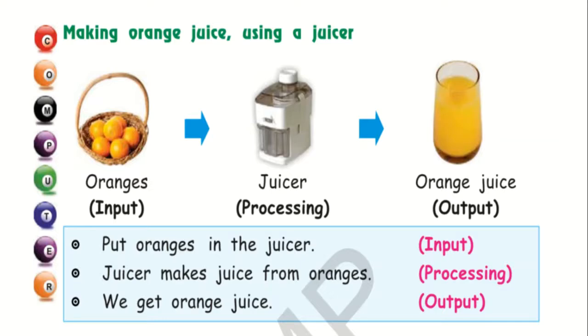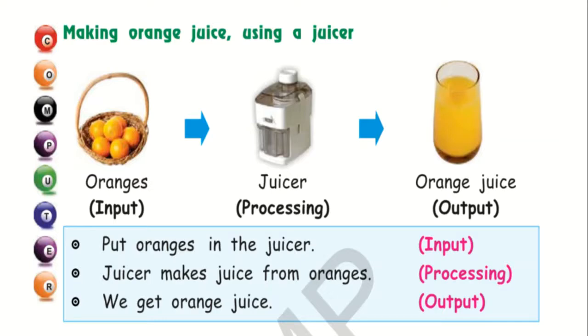Here children, oranges are input. Processing takes place inside the juicer. And what is the result? We get yummy orange juice, and that is output. So you can say putting oranges in the juicer, that is input. Juicer makes juices from oranges. It is the processing. And the result, we get orange juice, is the output.